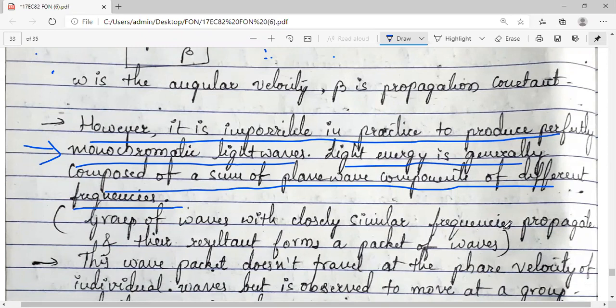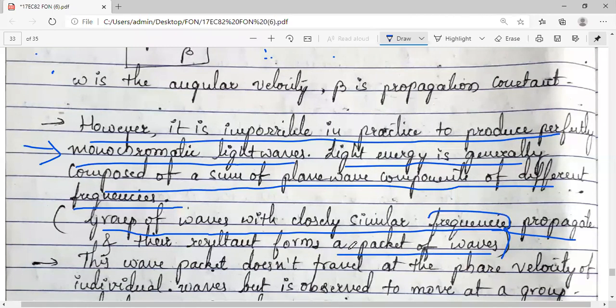Now before that, you should know what a wave front is. I think this is again a known term to you, wave front. In diffraction probably you might have studied this. So a group of waves with closely similar frequencies propagating all together. When they travel together, there is a very slight difference in their frequencies. Such a group of waves we call a wave packet. Sorry, not wave front, wave packet.